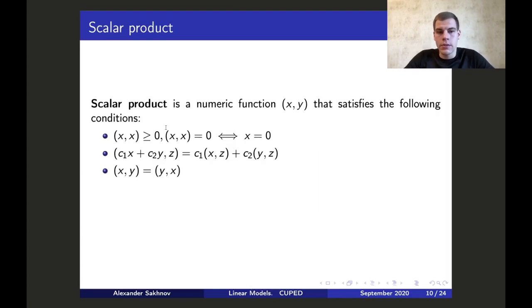Okay, let's introduce some more definitions. First of all, about scalar product. A scalar product is a numeric function of two variables that satisfies the following conditions. First of all, if we find a scalar product of an element with itself, then it's non-negative and it's equal to 0 if and only if the element is equal to 0. The second is linearity, and the last one is the commutative property.